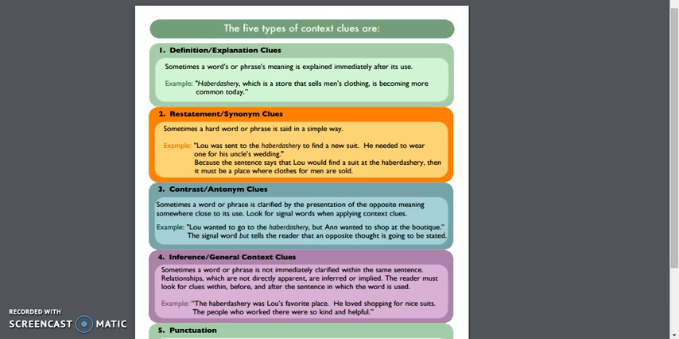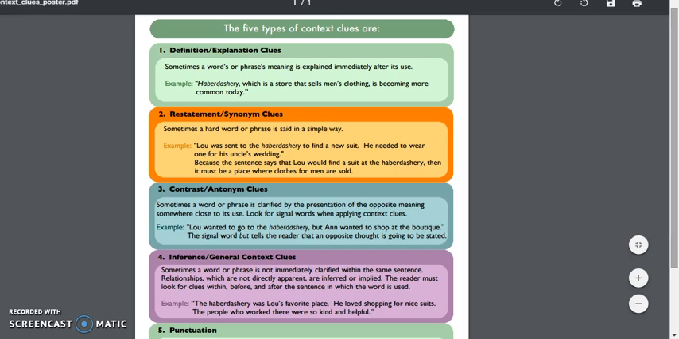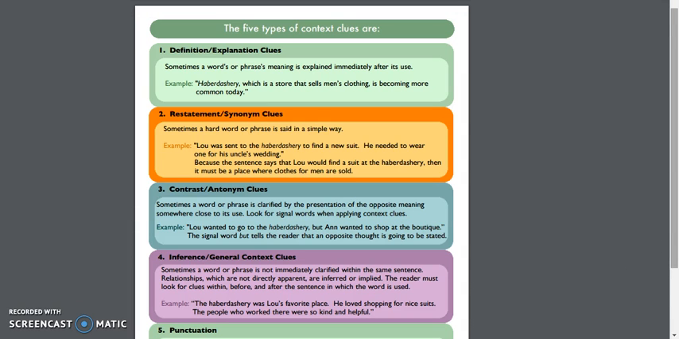"The haberdashery was Lou's favorite place. He loved shopping for nice suits. The people who worked there were so kind and helpful." So again, if you look at the clues all around, you see that it's a place because it was Lou's favorite place. We know that Lou loved shopping for nice suits. So it was a place to shop that sold suits. And then you have the added part that the people were nice and helpful.